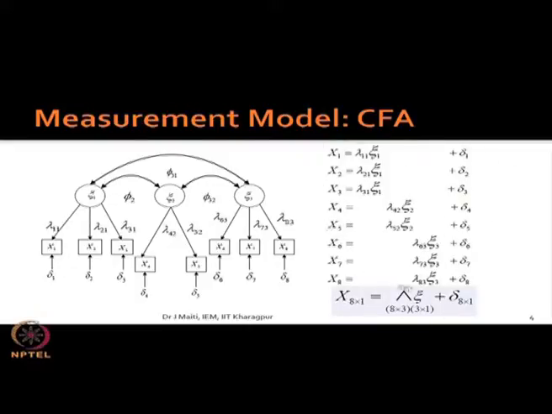Okay. So, in the same manner, as there are 8 x variables, you get 8 linear equations, and collectively if you write them in matrix form, that will be x, 8 cross 1, equal to capital lambda, which is a matrix of dimension 8 cross 3, because there are 3 factors xi1, xi2, xi3 and 8 x variables, times xi, plus delta. So, this is the matrix form equation for this particular example.